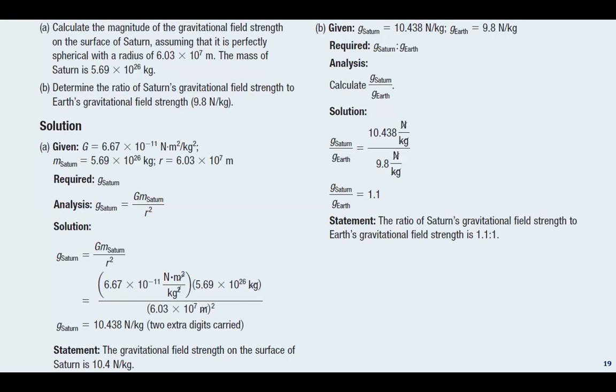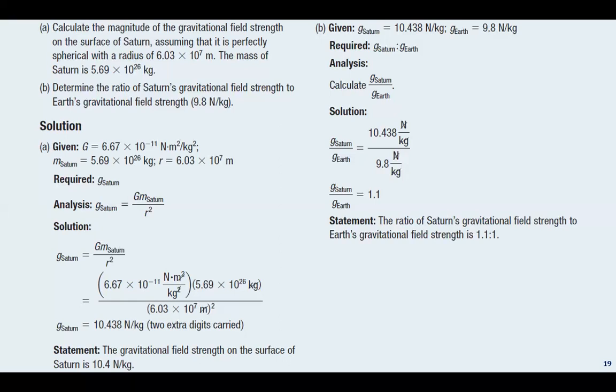We have g Saturn equals 10.438 newtons per kilogram. So the gravitational field strength on the surface of Saturn is 10.4 newtons per kilogram. Any questions? Again, gravitational field strength is just the force of attraction per unit mass.